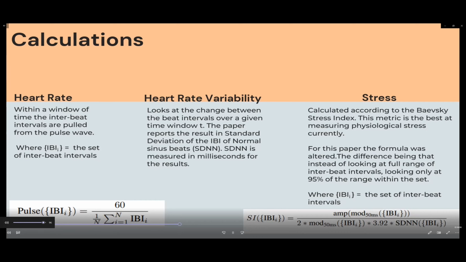And lastly, we're going to look at how we calculate stress. This calculation is going to be done according to the Baevsky stress index.